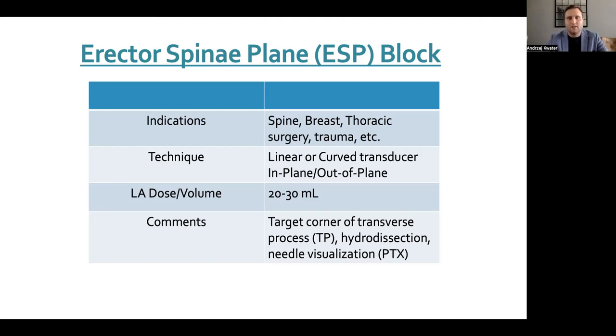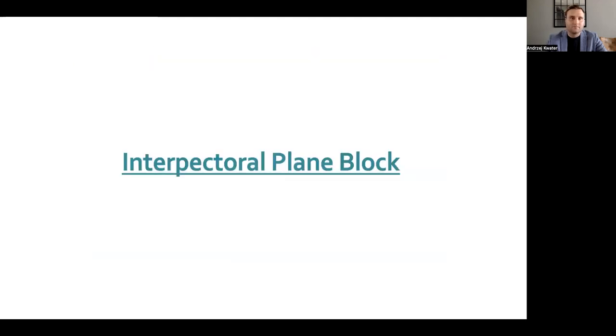And again, just a few points. When we're going in with that needle in plane, we want to target the corner of the transverse process, where we can lift the erector spinae muscle off of the transverse process using hydrodissection initially, but then injecting the local anesthetic afterwards once we confirm placement. And we do have to be careful. There's always a potential risk of that needle advancing too far and potentially resulting in a pneumothorax. That's why identifying the correct structures, staying away from pleura, and always visualizing your needle is very, very important.